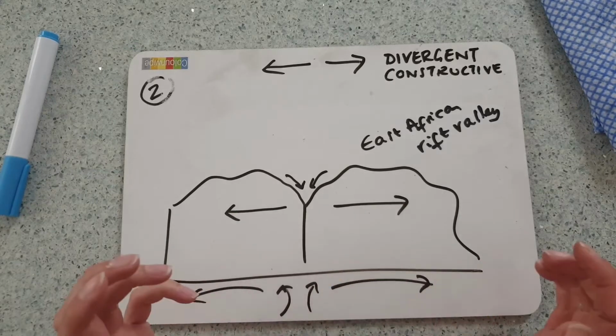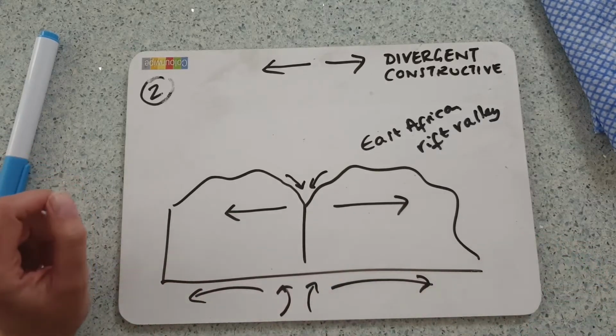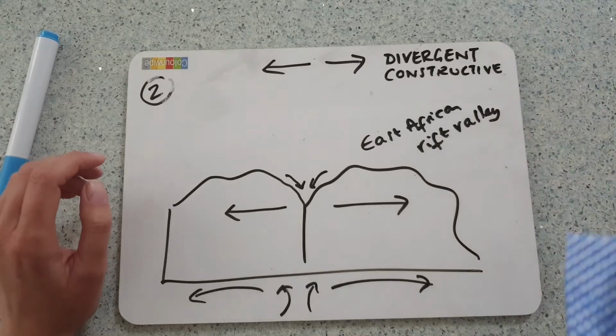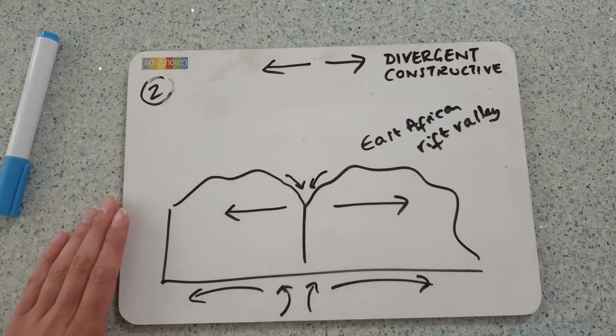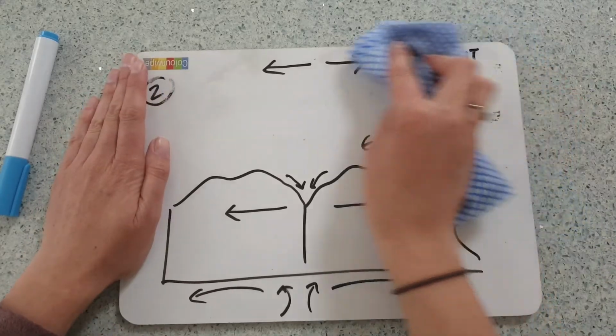There's these things called horsts, so I'll let you do a bit of research to find out what they are and to draw them onto a little diagram. But that's basically how rift valleys form. So that's our divergent boundaries done.